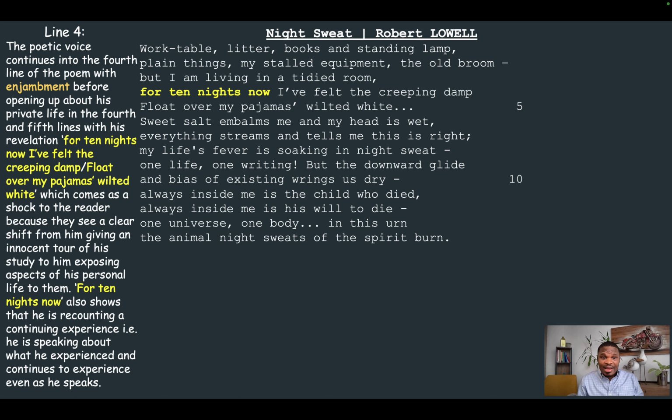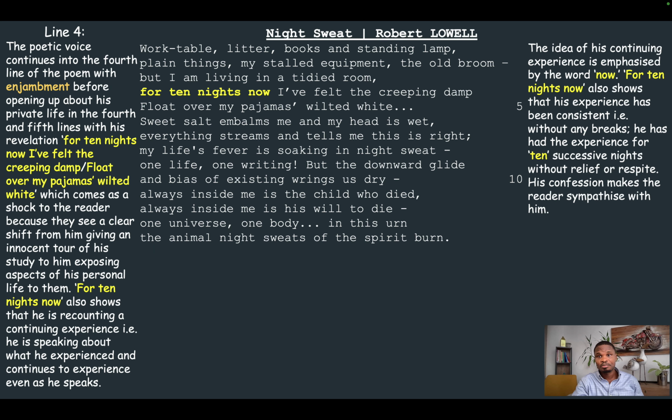Now, "For 10 nights now" also shows that he's recounting a continuing experience. Now, one of the things about this poem is that the poet appears to be speaking in the present continuous, as if what he's saying is happening live, like in real time. So he's speaking about what he has experienced for 10 nights now and continues to experience even as he speaks. The idea of his continuing experience is emphasized by the word "now." So for 10 nights now, including now that I'm speaking.